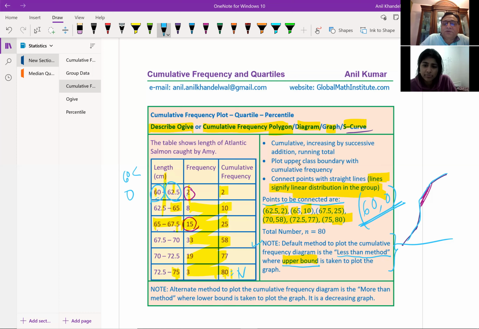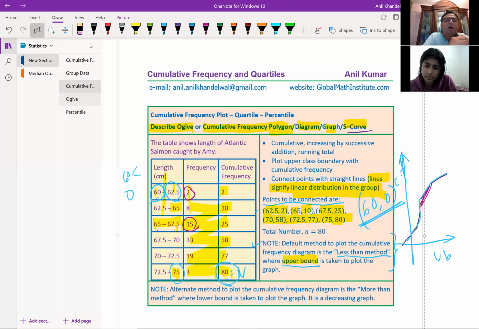Note. Can you please read this note? Default method to plot the cumulative frequency diagram, or ogive polygon. The less than method is where the upper bound is taken to plot the graph. So all these coordinate points include the upper bound and the cumulative frequency, and that is the graph which we are going to draw. We'll take cumulative frequency on the y-axis and the upper bound values on the x-axis. And when we say 80, that means everything less than 75 is 80. Okay? Now let's go to how we actually do it.